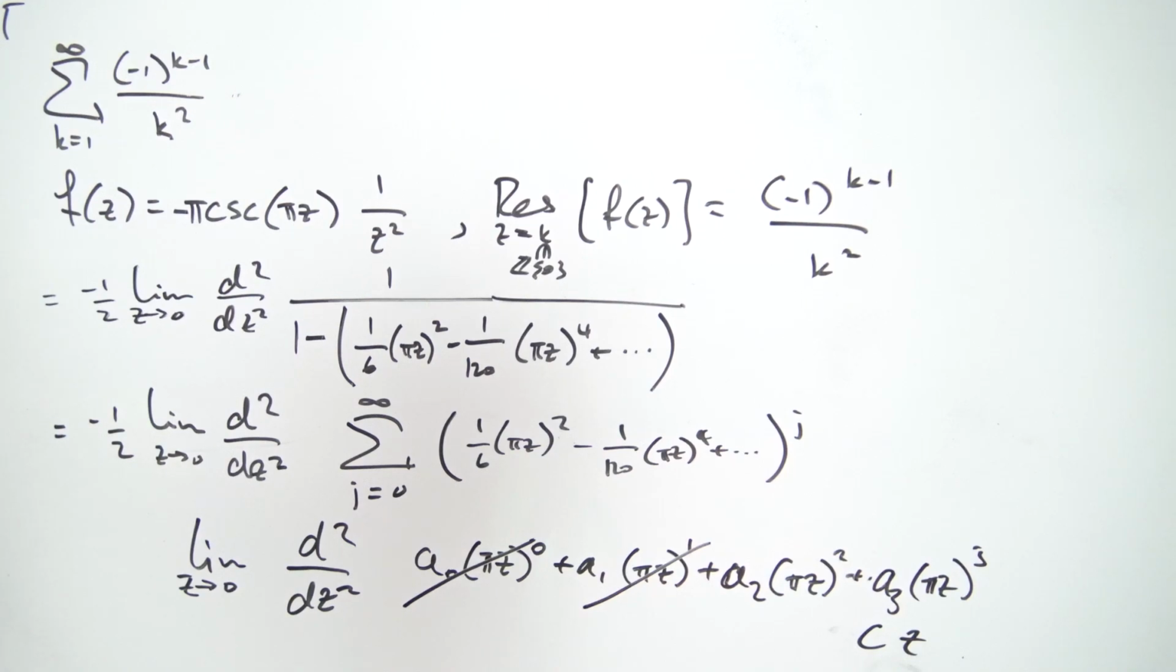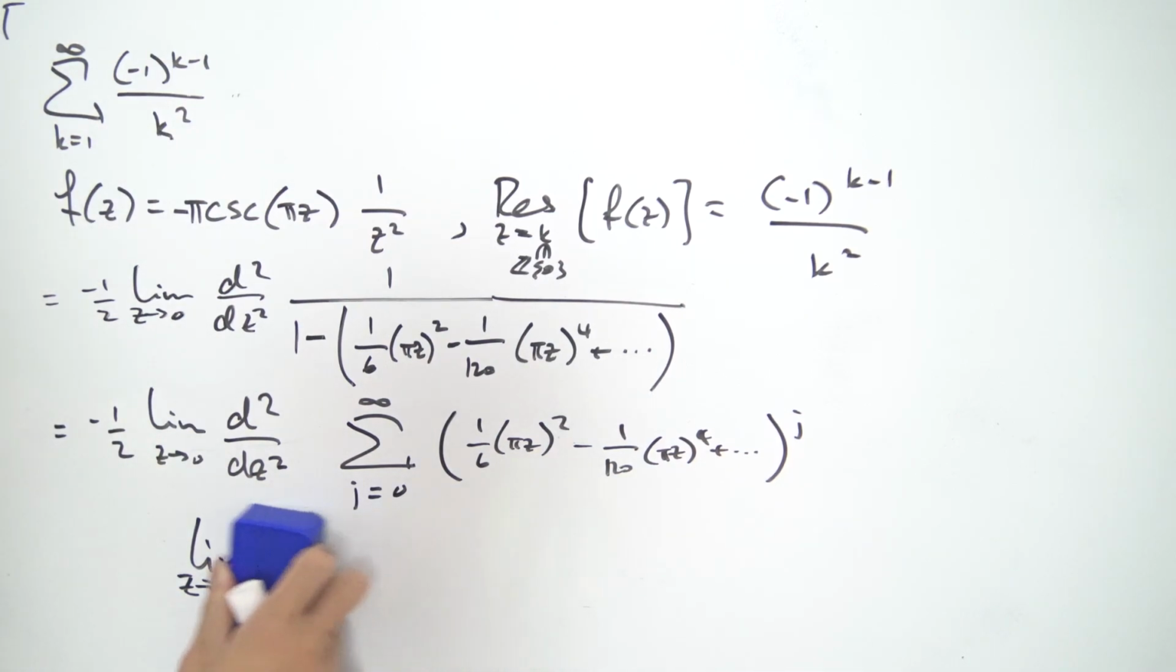So in fact, all we're really interested in is terms with a degree 2. So terms that are squared inside of the series. Because once we take the second derivative and take the limit as z approaches 0, those are the only terms that will survive the process. Everything else will just be 0.